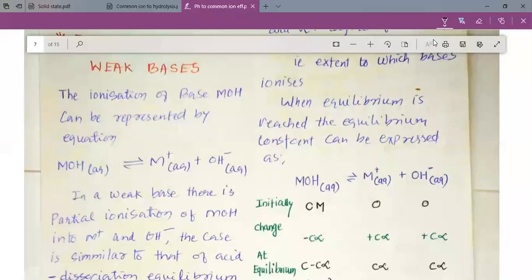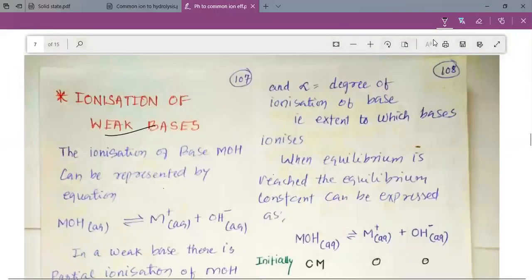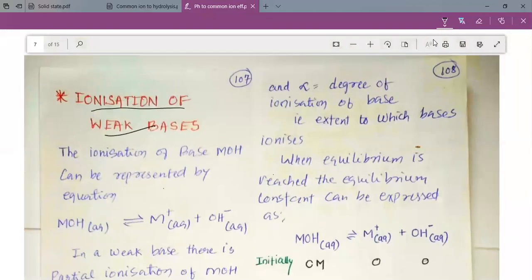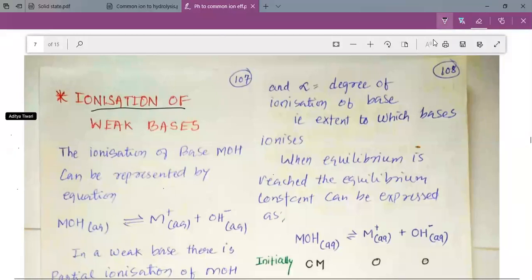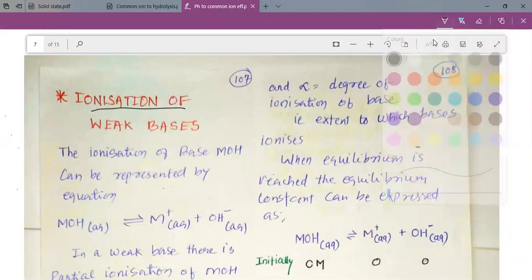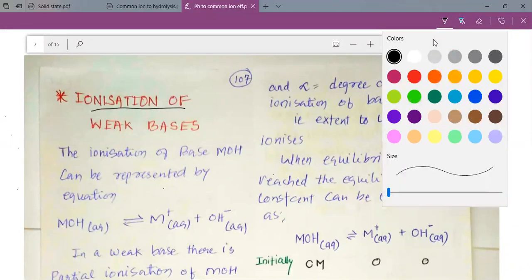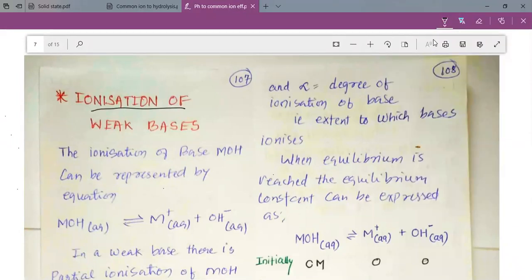Yesterday, actually, we started studying this particular point, where we studied the ionization constant of a weak base. So let us revise the same today, and then we shall move forward. Ionization constant of a weak base.